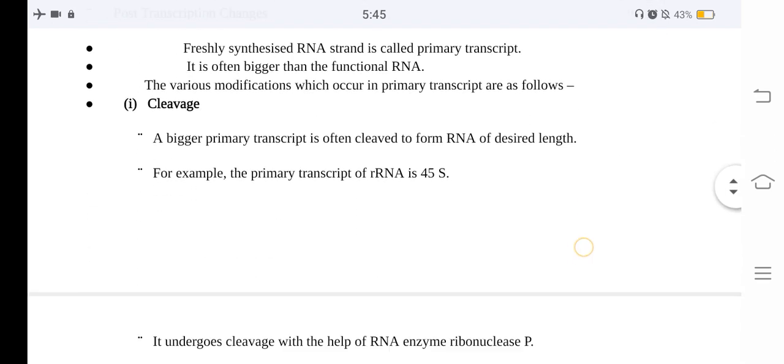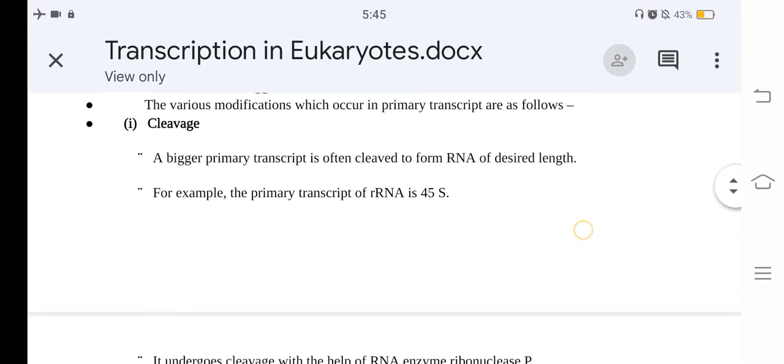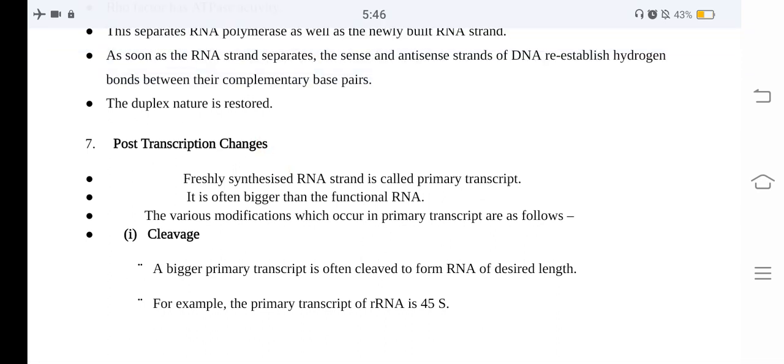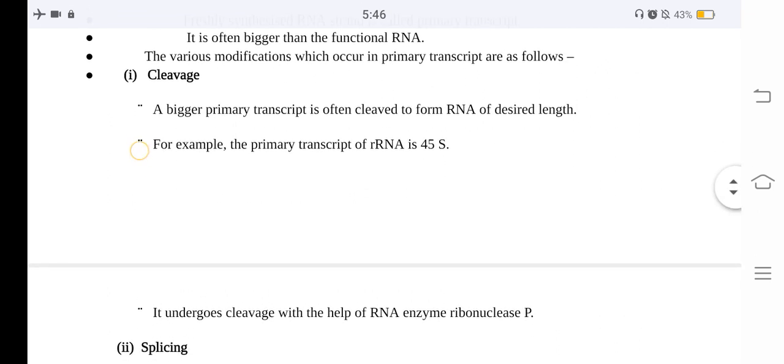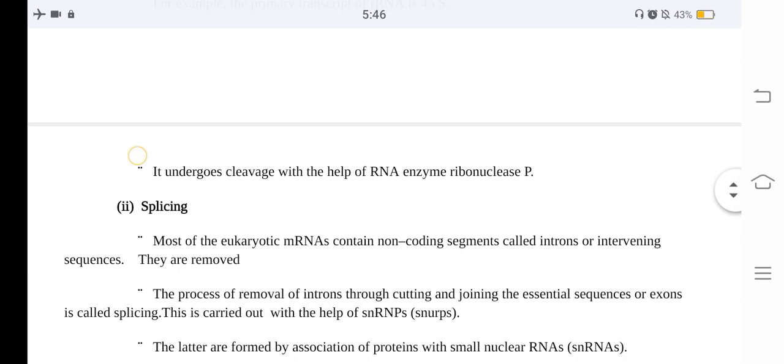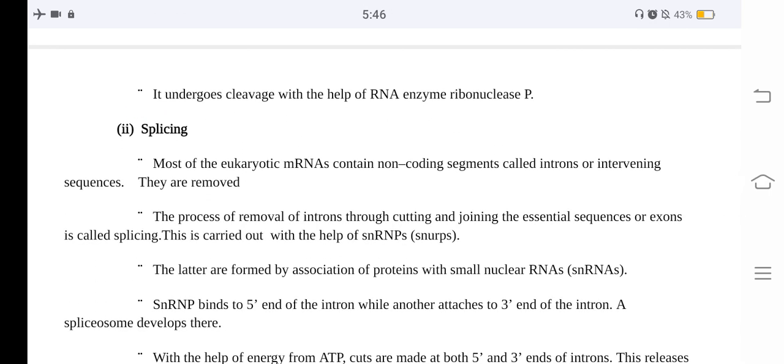Post-transcriptional changes. The freshly synthesized RNA strand is called the primary transcript. It is often bigger than the functional RNA. The various modifications which occur in the primary transcript are as follows. Cleavage. A bigger primary transcript is often cleaved to form RNA of desired length. For example, the primary transcript of rRNA is 45S. It undergoes cleavage with the help of the RNA enzyme ribonuclease P.